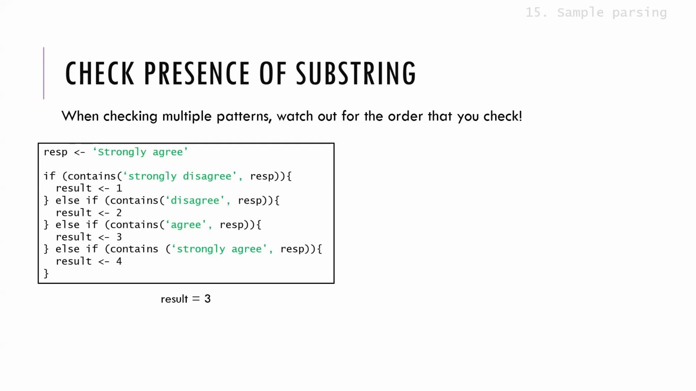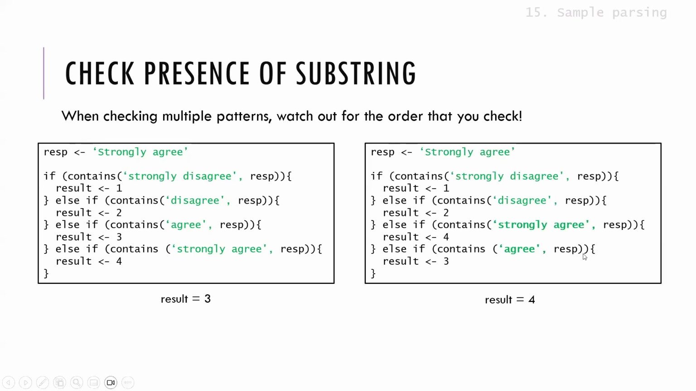So if you are not careful about the order in which you check your patterns, you might get slightly misleading responses, right? So if you ran this on a whole data set, you might realize that you'll never see number 4 at all. Okay. So the order of the matching does matter. It's just by switching these around, you would end up matching with strongly agree, right?